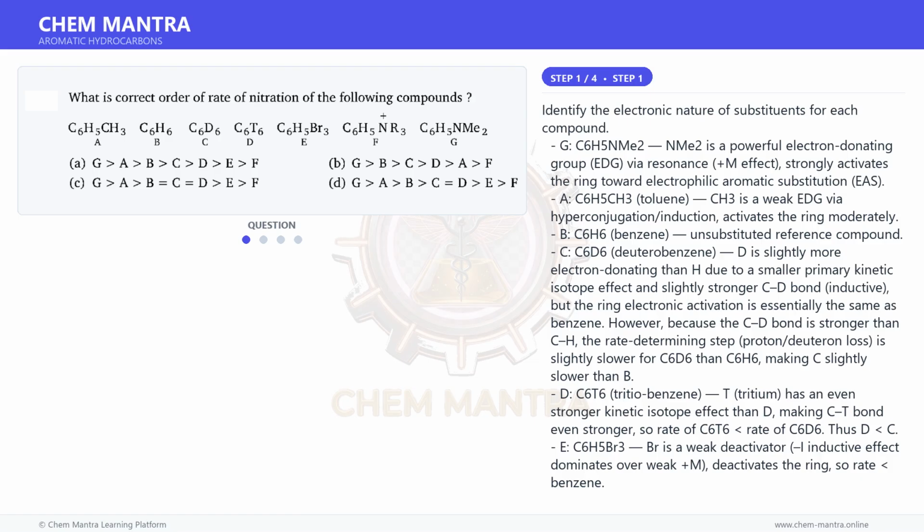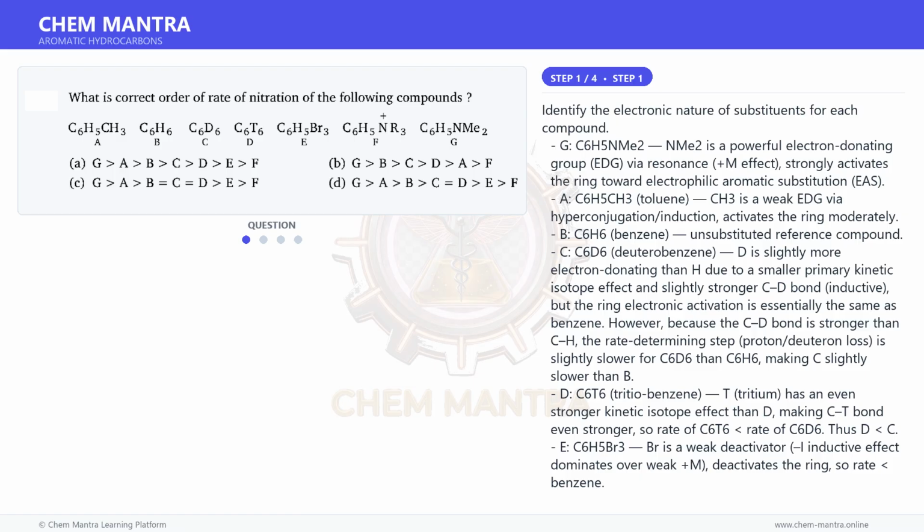C. C6D6, deuterobenzene. D is slightly more electron-donating than H due to a smaller primary kinetic isotope effect and slightly stronger C-D bond, inductive, but the ring electronic activation is essentially the same as benzene. However, because the C-D bond is stronger than C-H, the rate-determining step, proton or deuteron loss, is slightly slower for C6D6 than C6H6, making C slightly slower than B.